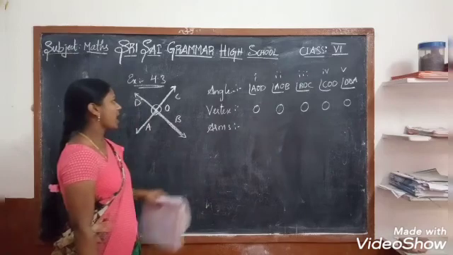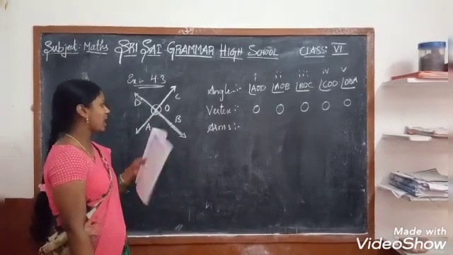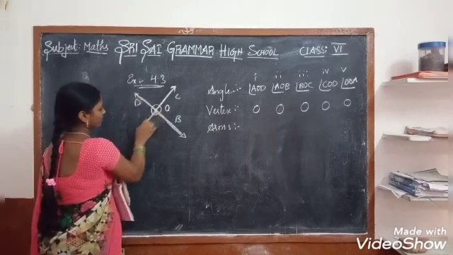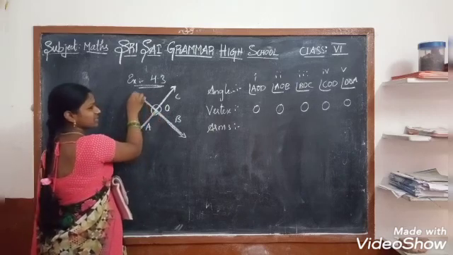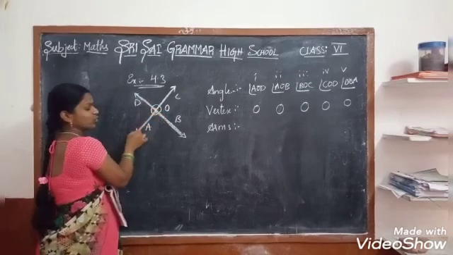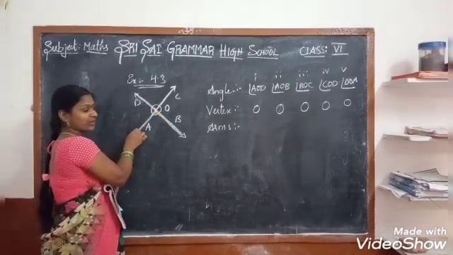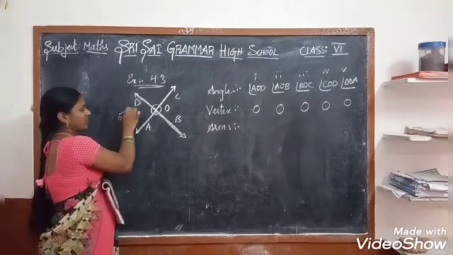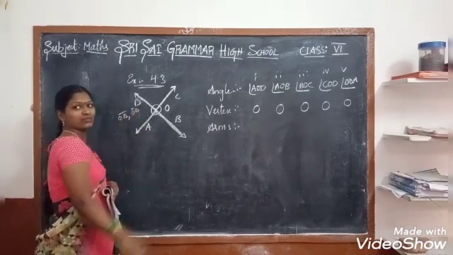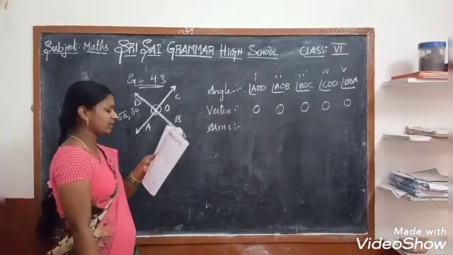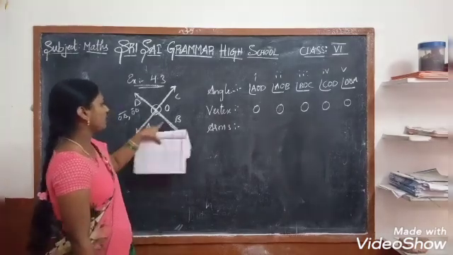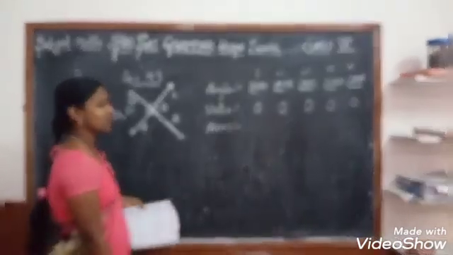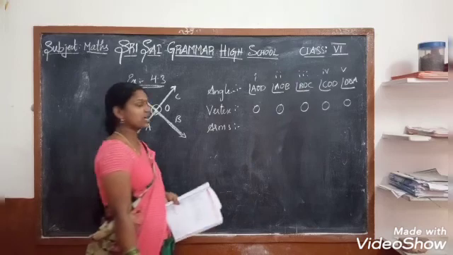Yes. Now arms we have to find. Arms. What is arms? OD is one arm, OA is one arm. From this angle AOD, we are getting OA and OD as the arms. OA and OB, OB and OC, OC and OD, and OD and OA. These are the angles and their arms.